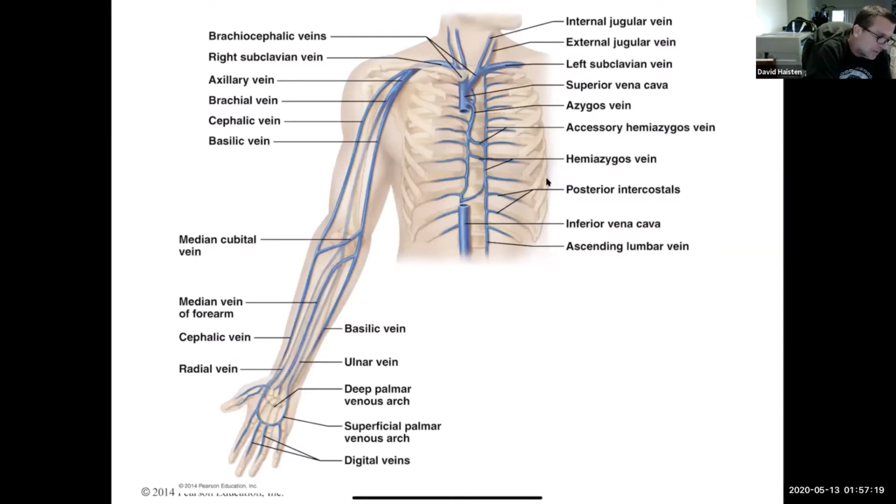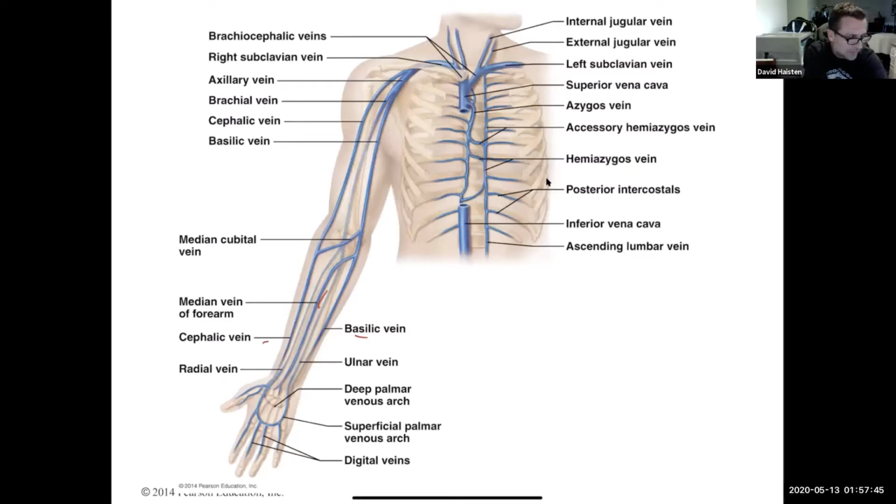So the brachial vein, which is heading on the posterior, the back of your upper limb, that's going to split into the radial and ulnar veins. Those are deep. What's superficial are going to be the cephalic and basilic veins. And there's also this median vein of the forearm. So that's all superficial. Everything else is sort of deep.